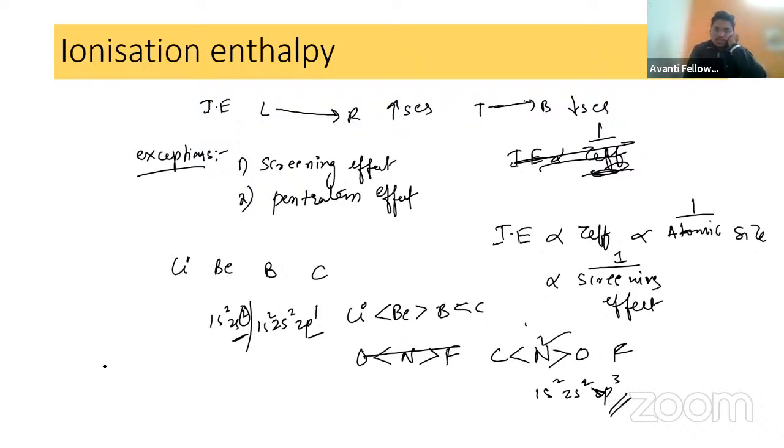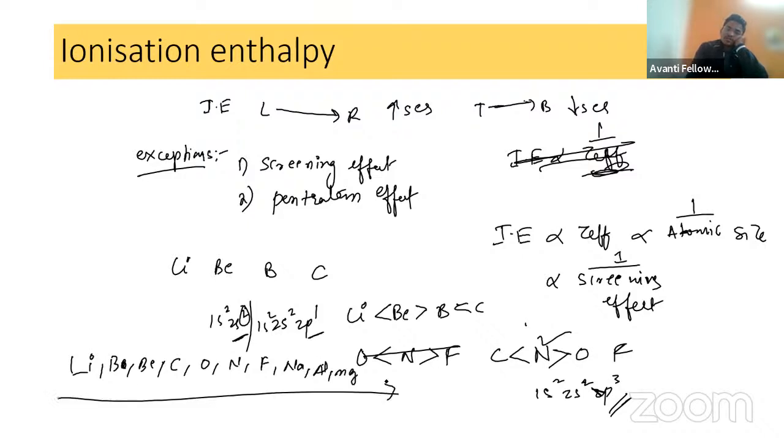So the overall order for the ionization enthalpy is Li, then we are having boron, then beryllium, next carbon, oxygen, nitrogen, fluorine, sodium, and same you will observe in the magnesium case, so aluminum and magnesium. So this is the order of the ionization enthalpy. So ionization enthalpy order will be like this.